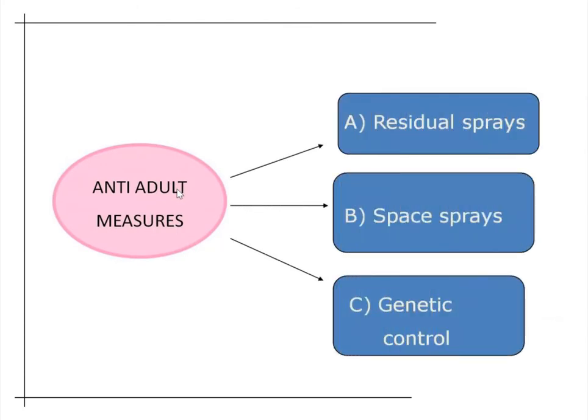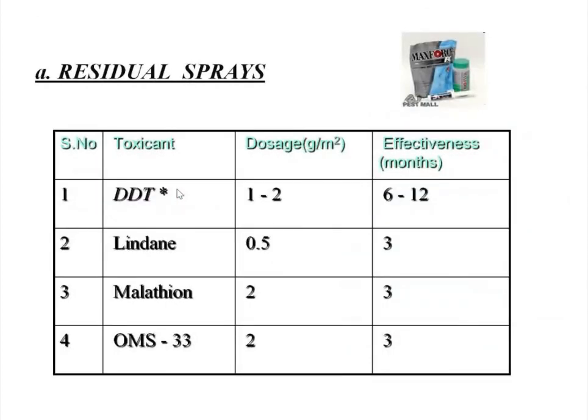So first, the residual sprays, space sprays, and genetic control. First is the residual sprays. Residual sprays are sprays where we use chemicals for spraying. These are sprays used inside the house. Examples are organophosphorus compounds like DDT, lindane, malathion, or OMS. Among these, DDT is the most commonly used residual spray for killing adult mosquitoes inside the house.